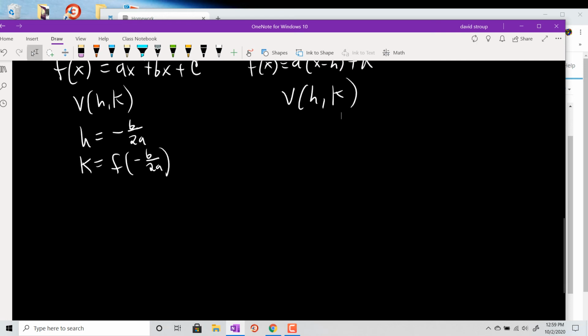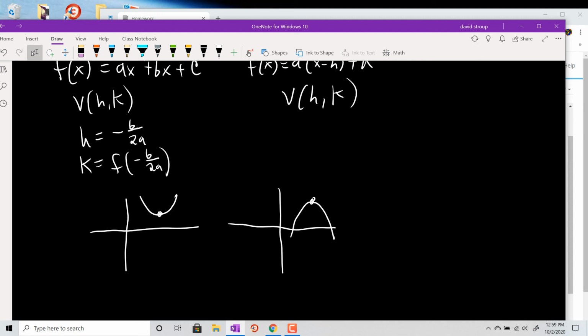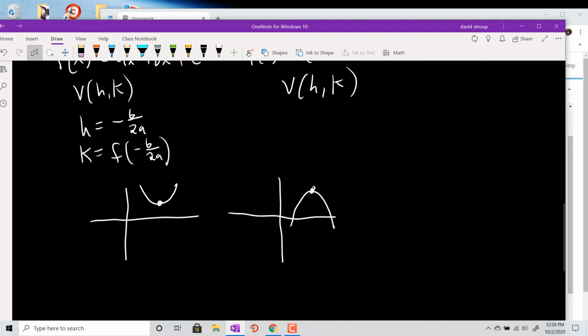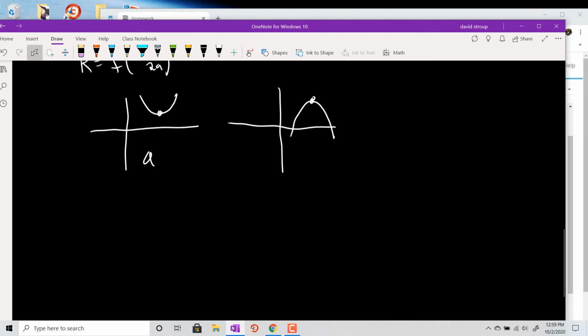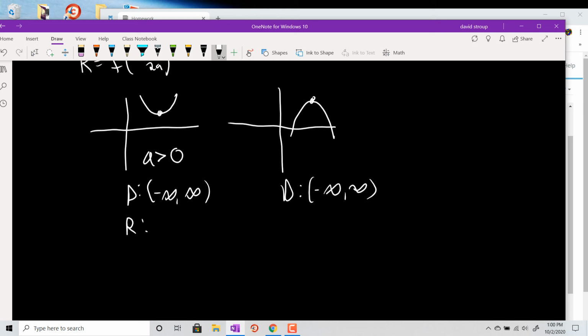There were some other issues such as domain and range, and it came down to basically the picture. So we had these 2 kinds of pictures. For the first type, that's when a, the leading coefficient, is greater than 0. And in that case, the domain is always the same. The domain is always negative infinity to infinity. So for both cases, negative infinity to infinity. It's the range that is different for these 2 cases.